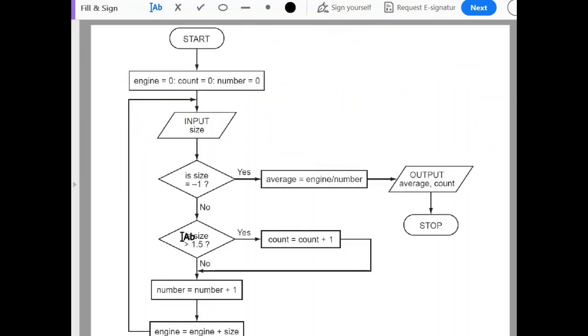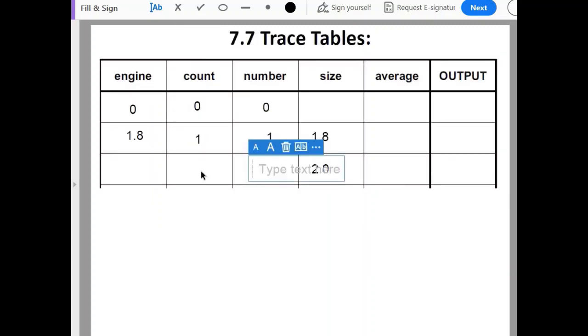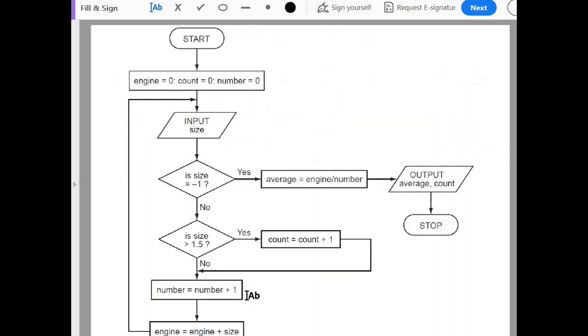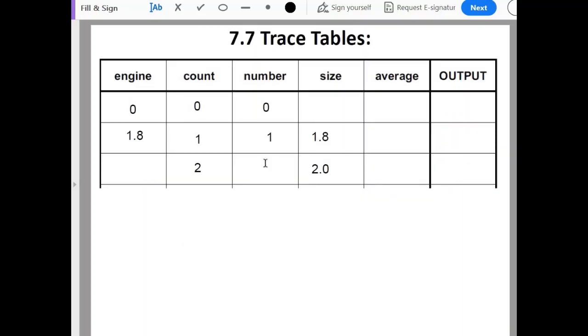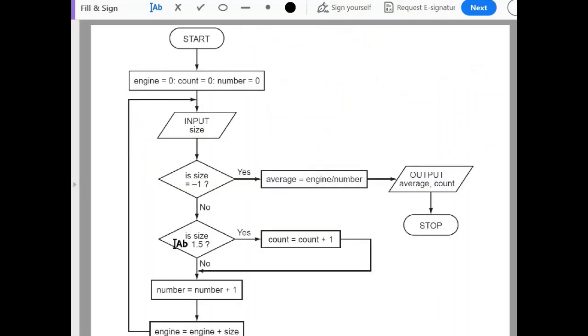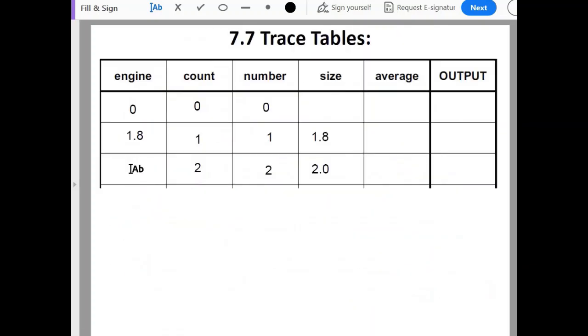Again, is size -1? No. Size is greater than 1.5? Yes. So count would be count plus 1. That means 1 plus 1 would become 2. Number equals number plus 1. Number was 1, so 1 plus 1 would become 2. And next, engine equals engine plus size. 1.8 plus 2.0 would become 3.8.